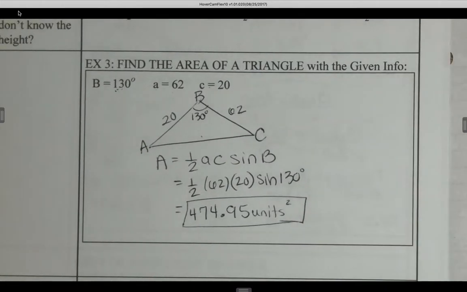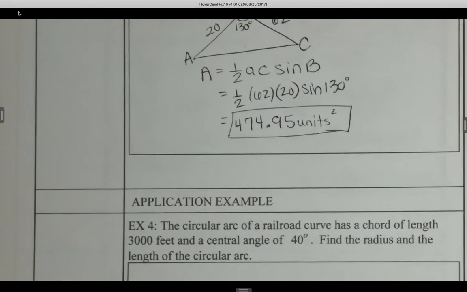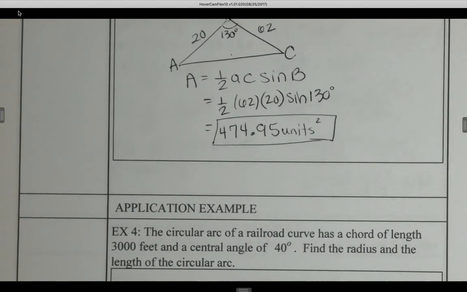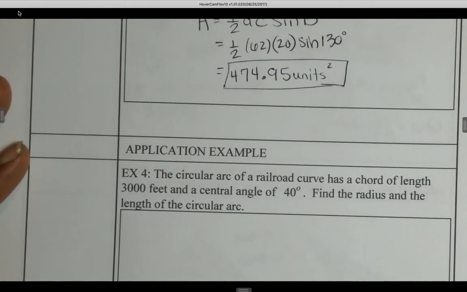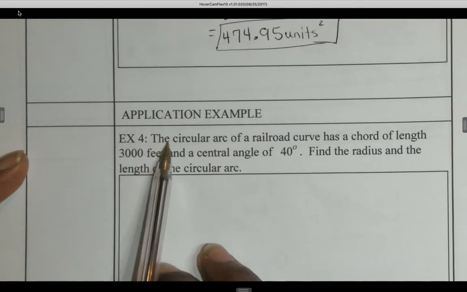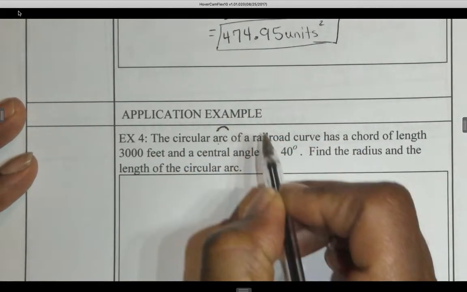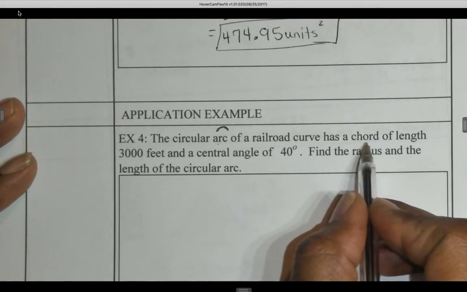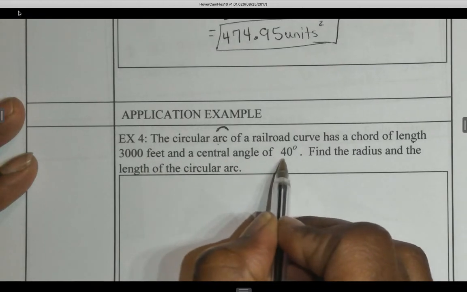All right, let's look at another example. This example is asking us for some information, but we're not really given a picture, so we have to come up with our own picture and then use what we know about the law of sines to help us out. All right, so it says here a circular arc, right? So some kind of circular shape. A circular arc of a railroad curve has a chord of length 3,000 feet and a central angle of 40.